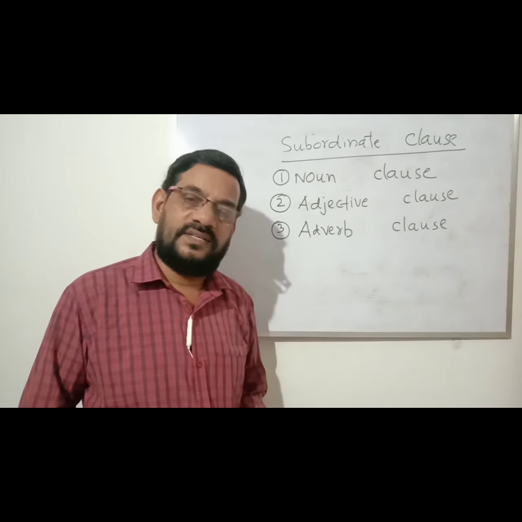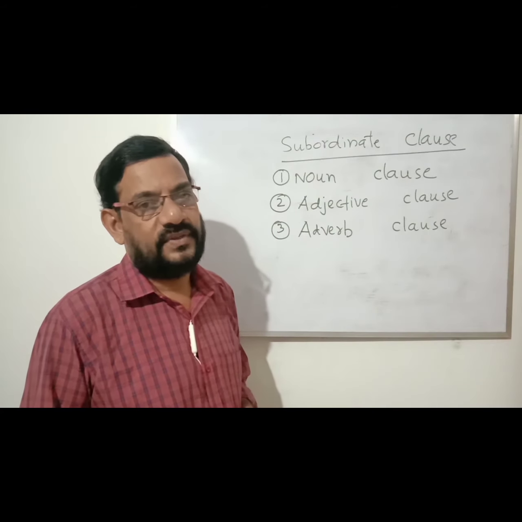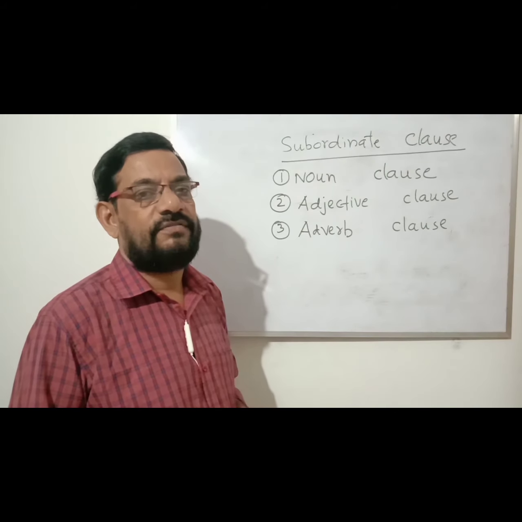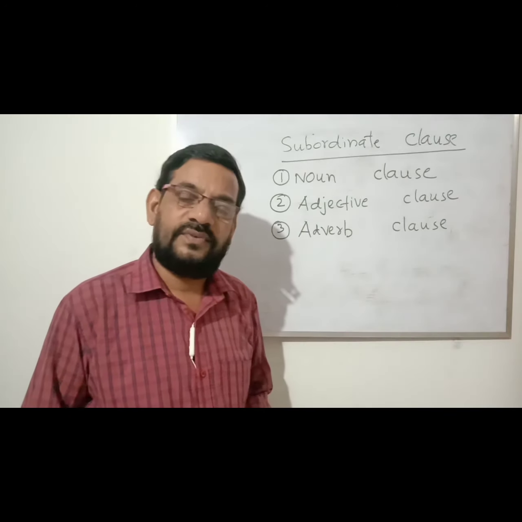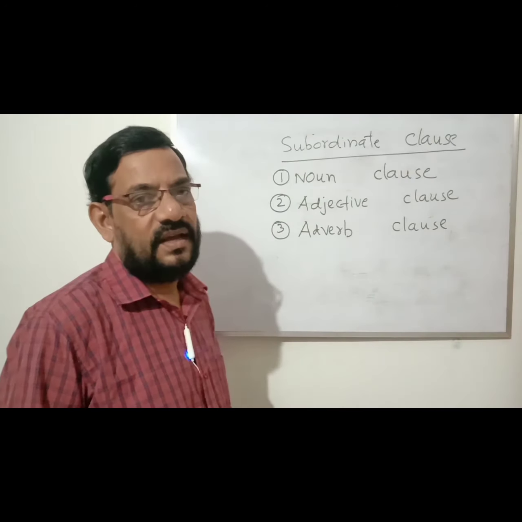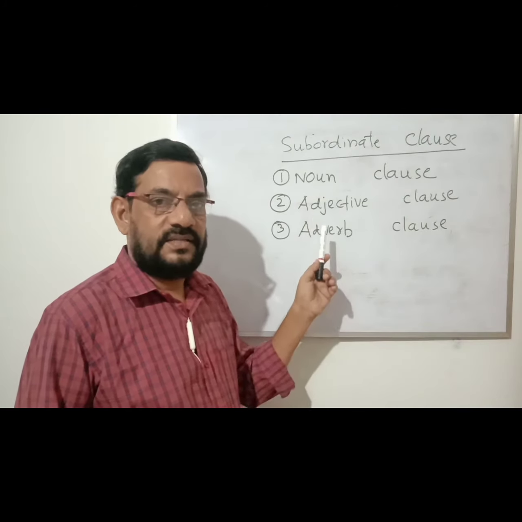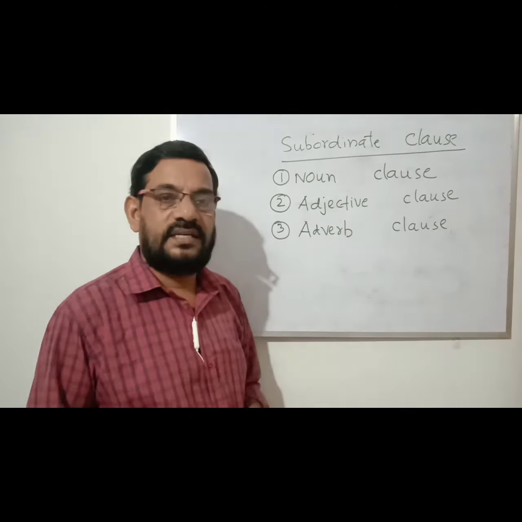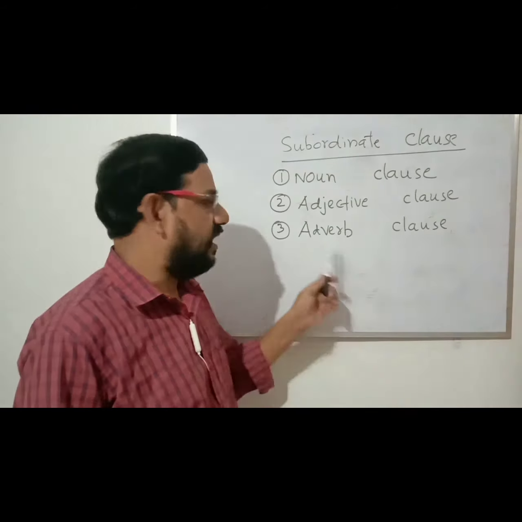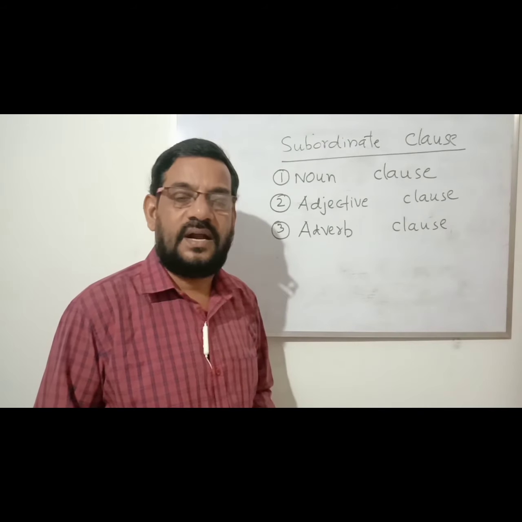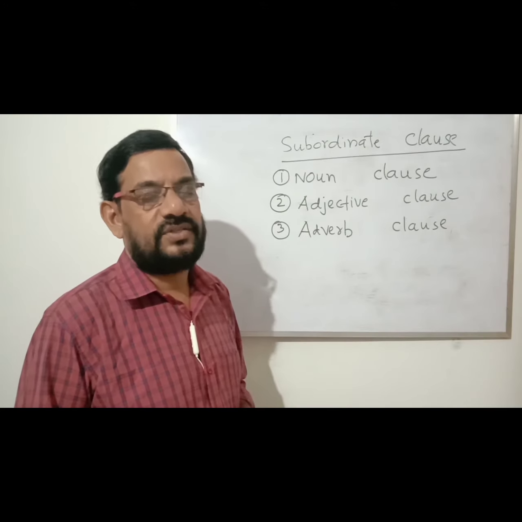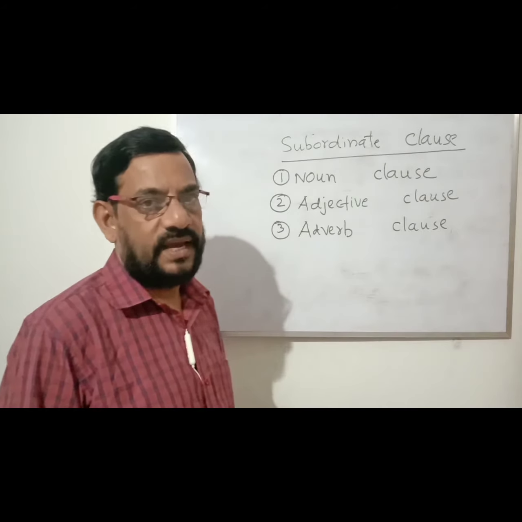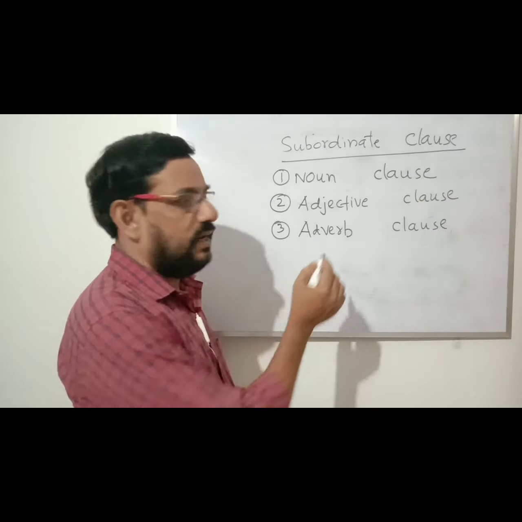I think you have understood what a clause is and what the two types of clauses are: main clause and subordinate clause. So far we have covered that. Now we are moving on to the types of subordinate clauses. How many types of subordinate clauses are there? I have written the categories here. Noun clause, that's the first category. The second category is adjective clause, and the last category is adverb clause. So in short, there are three types of subordinate clauses: noun clause, adjective clause, and adverb clause. Now we can take each one separately.